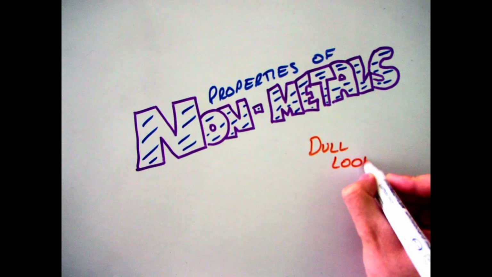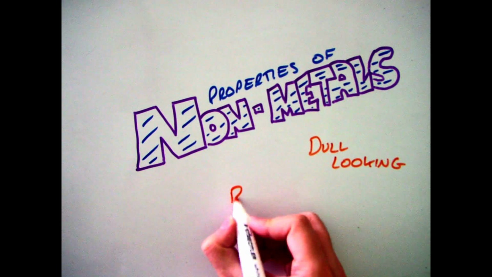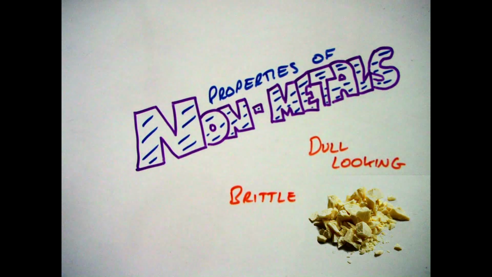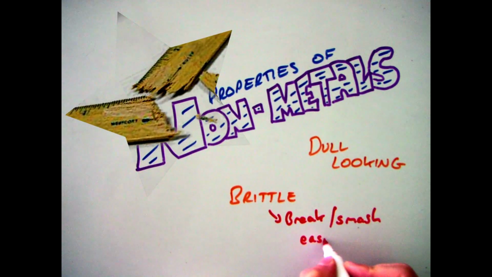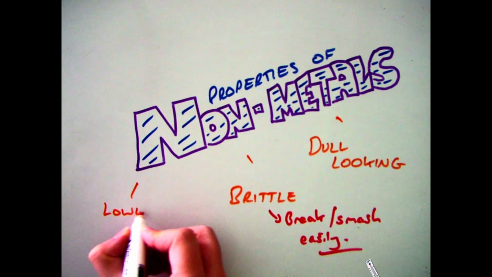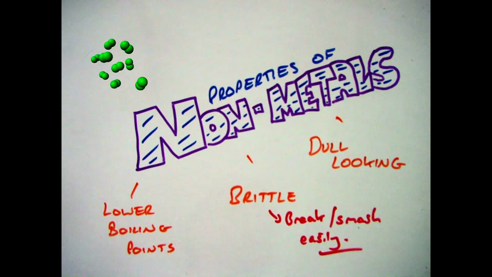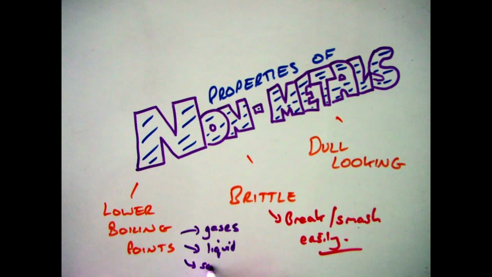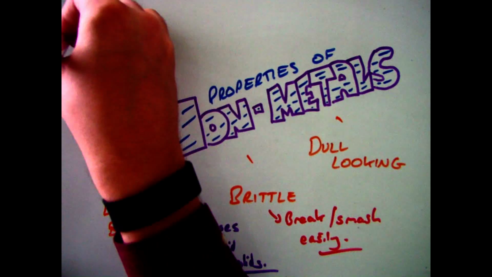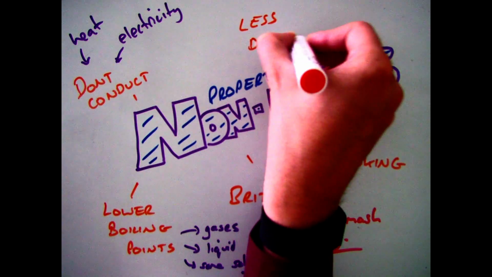And one of the key things is it's pretty much the opposite to metals. So whereas metals are shiny, non-metals are dull looking. Whereas metals were malleable, non-metals are brittle, which means they snap easily. They also tend to have lower boiling points than metals do as well, with most of the non-metals being gases, with one liquid which is bromine and very few solids. They also don't conduct electricity or heat. And finally, they are usually less dense than metals.